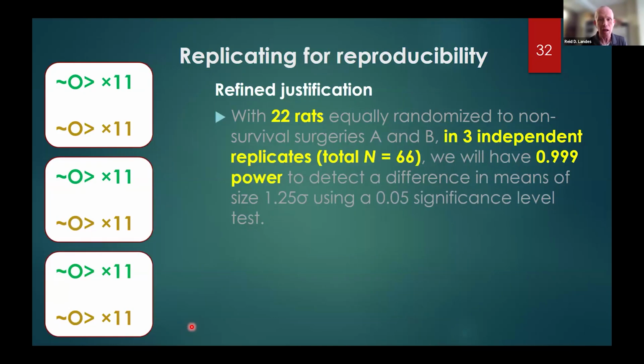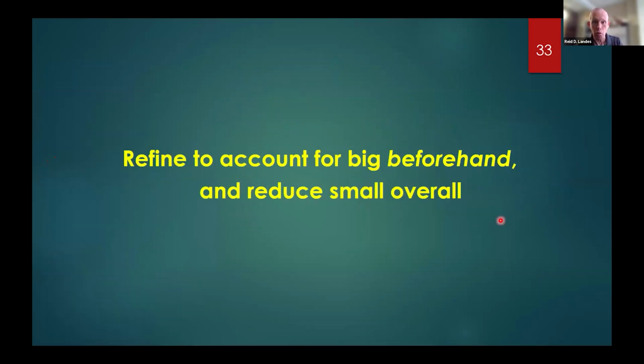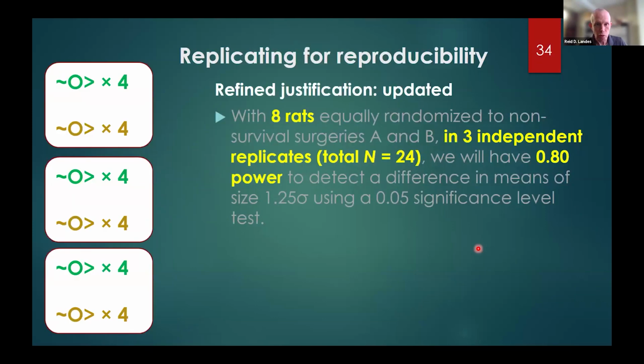And when we do that, I've got 22 rats and 3 independent replicates for a total of 66 animals. And now I have a power of just about 1. That's a lot of power. Why don't we back off that animal number a little bit? So when we account for those replicates in our statistical analysis beforehand, we can reduce our overall animal numbers. We do that here. We say, I've got 8 rats and 3 independent replicates, for a total of 24 animals, and I've got 80% power.